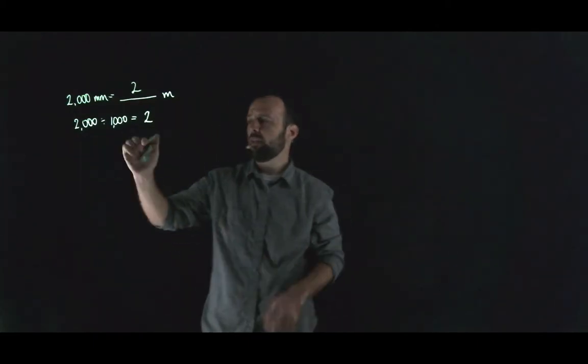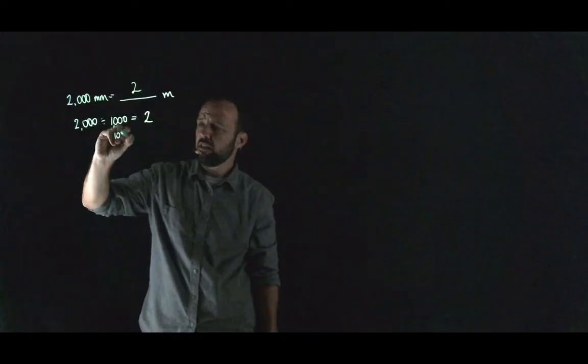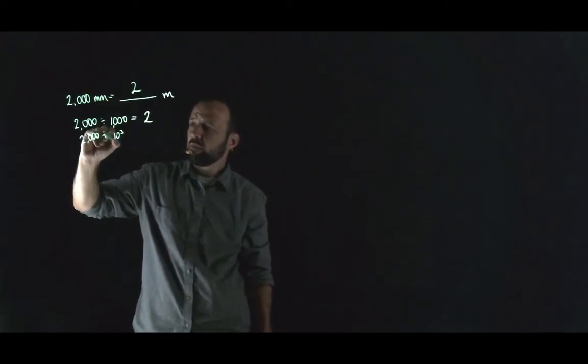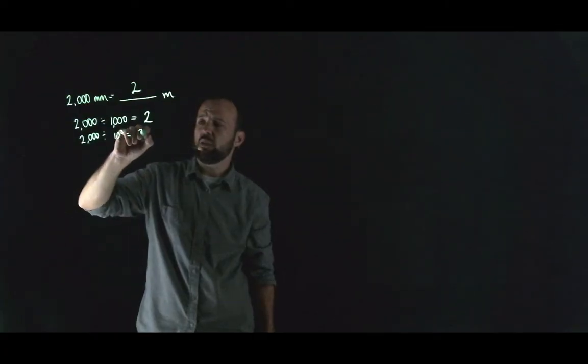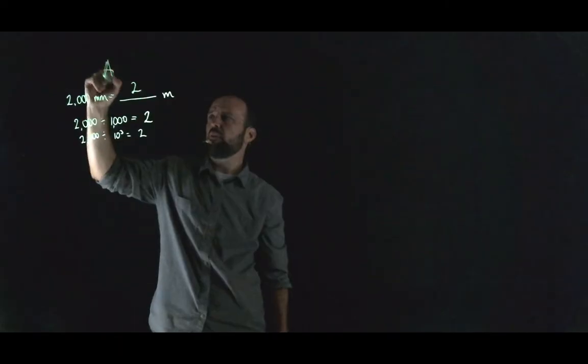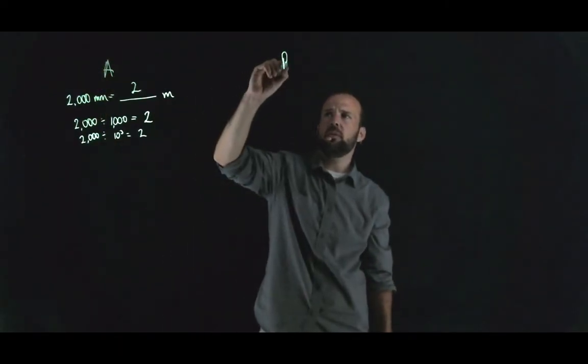And again, we could represent this 1,000 as 10 to the third, right? So we could say 2,000 divided by 10 to the third, which would equal 2. And then that's what we got there. So let's label this as problem A for right now. So let's look over here. I got another one for you, problem B.